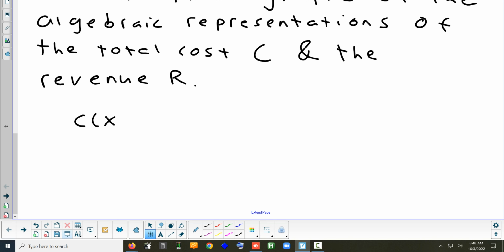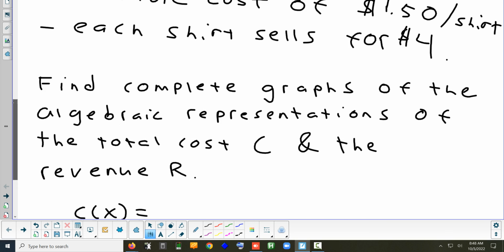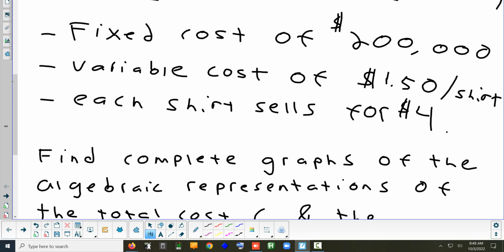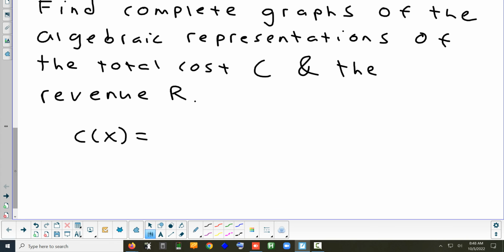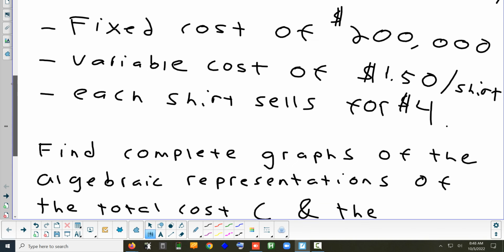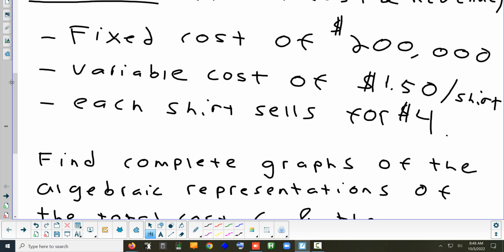Let's start with our costs. Okay, two types of costs. First of all, how much are the fixed costs for this company? These are the costs that don't change. Yeah, Lauren? Just the $200,000. So there's fixed costs of $200,000, plus we have a variable cost.